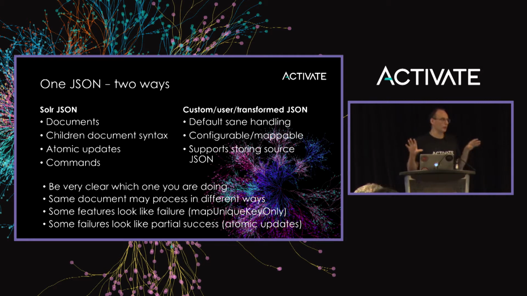The most important thing I want you to understand, and we're going to be walking through it, is that if you hit a problem, you need to go back to this and ask: which of these JSONs am I trying to use, and which of these JSONs does Solr think I'm using? We're going to see how that fits together. Be very clear about that, because the same document may process in different ways. Some features may look like failures because they're not what you expect, but they were actually correct due to some parameters. And some failures may actually look like partial successes, and you will be wondering what happened if you don't look in the logs. We'll have an example of that.